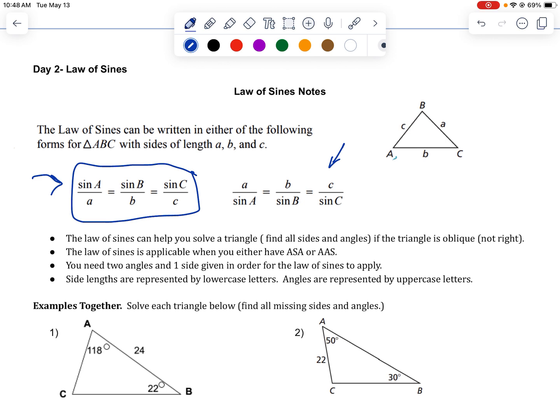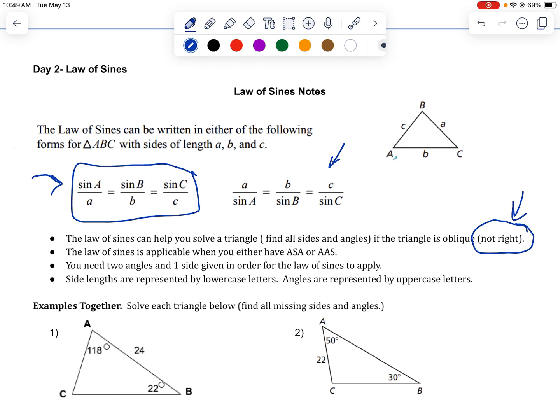If you just look at that formula right away, you'll notice that there are 2 equal signs in there. Obviously, we can't have 2 equal signs to solve a problem, so we'll only use 2 of those 3 fractions to help us solve. Okay, 2 out of the 3. The law of sines can be used to help you solve a triangle if the triangle is oblique. Basically, we're solving a triangle for its missing sides when I have a triangle that is not right.